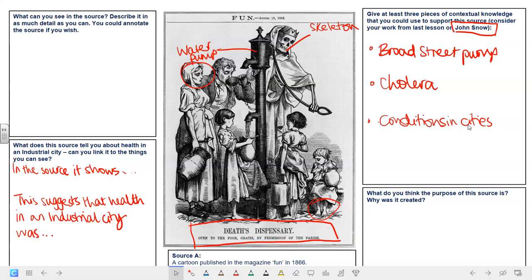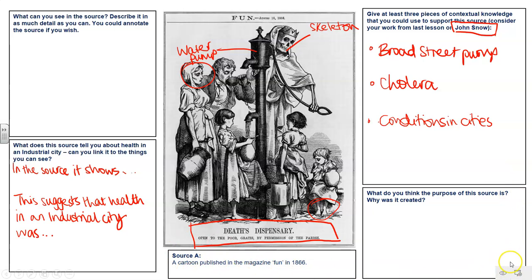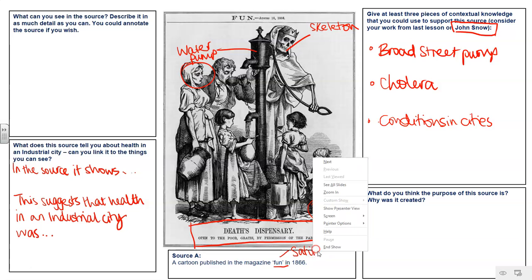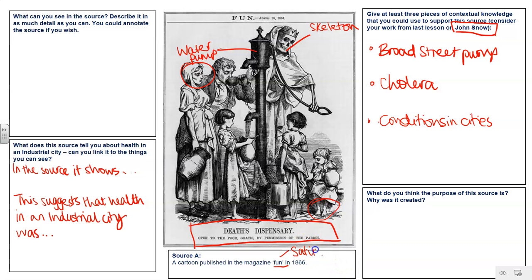So the final task we're going to do today is to think about the purpose of that source, why it was created. To do that, we need to look at the information that comes along with the source. So that's this information here, okay? So source A is a cartoon published in the magazine Fun in 1866. Now, Fun was what's known as a satirical magazine.